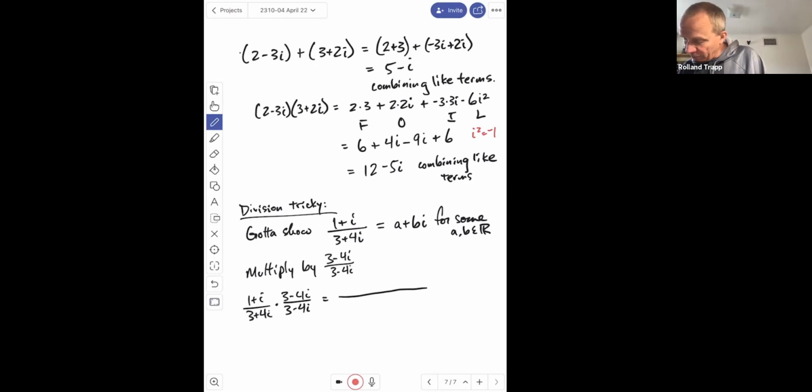Now, in the bottom, you're going to FOIL it out and you'll get 9. And then the outers gives you minus 12i. The inners gives you plus 12i. And the lasts gives me minus 16i squared. And the top, the first gives me 3, the outers minus 4i, the inners plus 3i, and the lasts minus 4i squared.